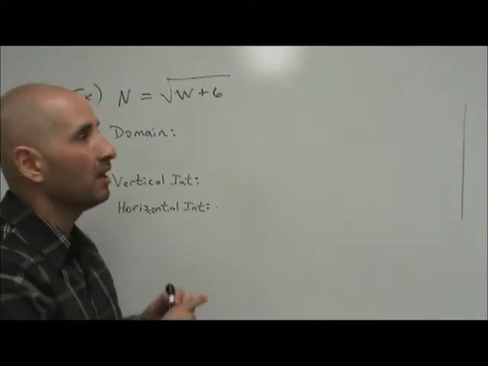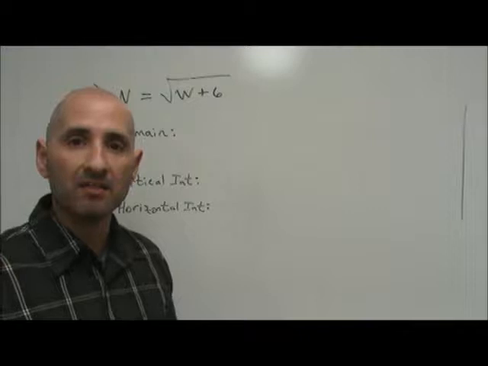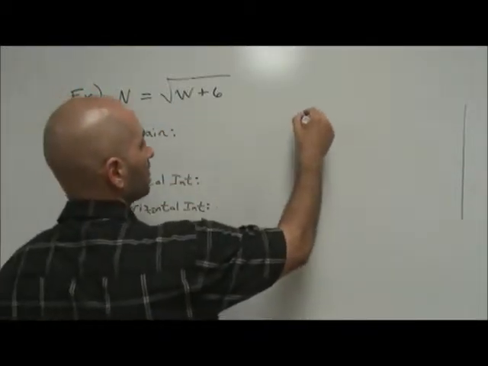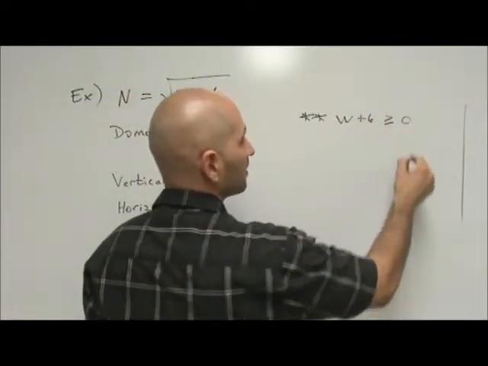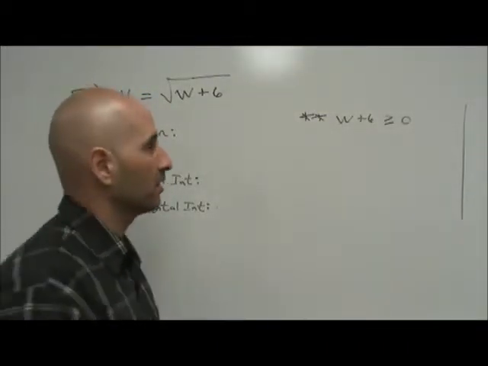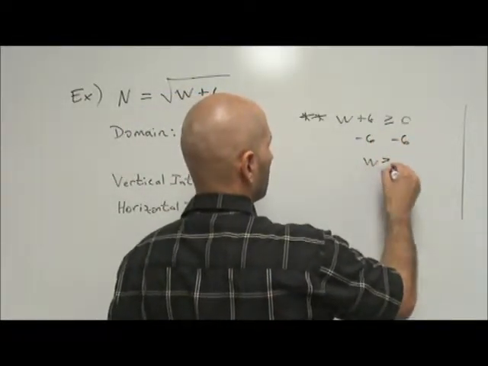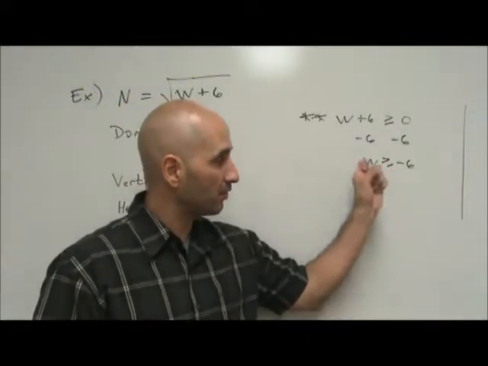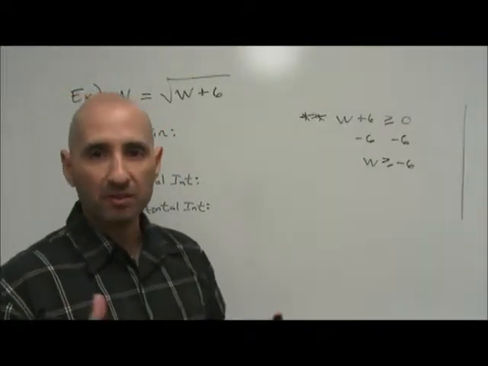So we're concerned with the w values that make w plus 6 negative, and then we exclude those. We can do that really easily with what I call the double star move: let's find out what makes w plus 6 bigger than or equal to 0, the non-negative numbers. We can do that simply by solving this inequality. So w is greater than or equal to negative 6. Those are our input values that would yield a real number.